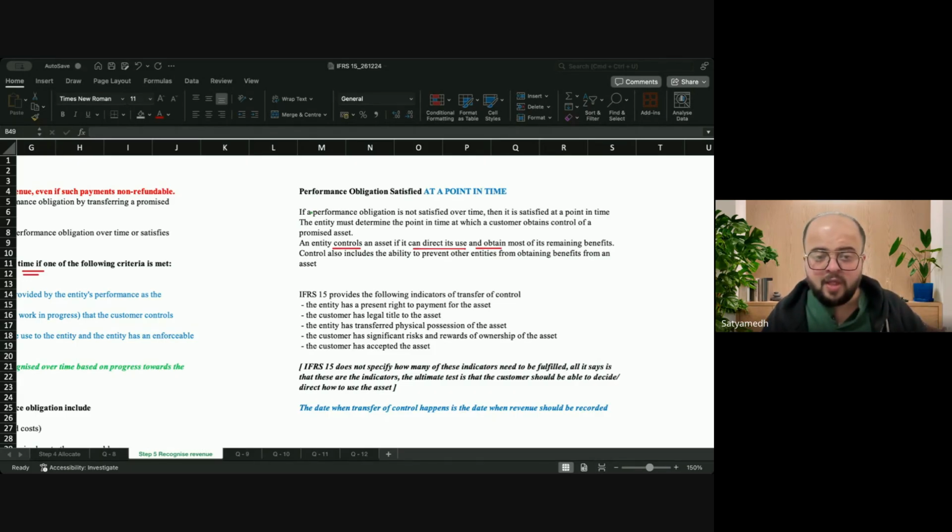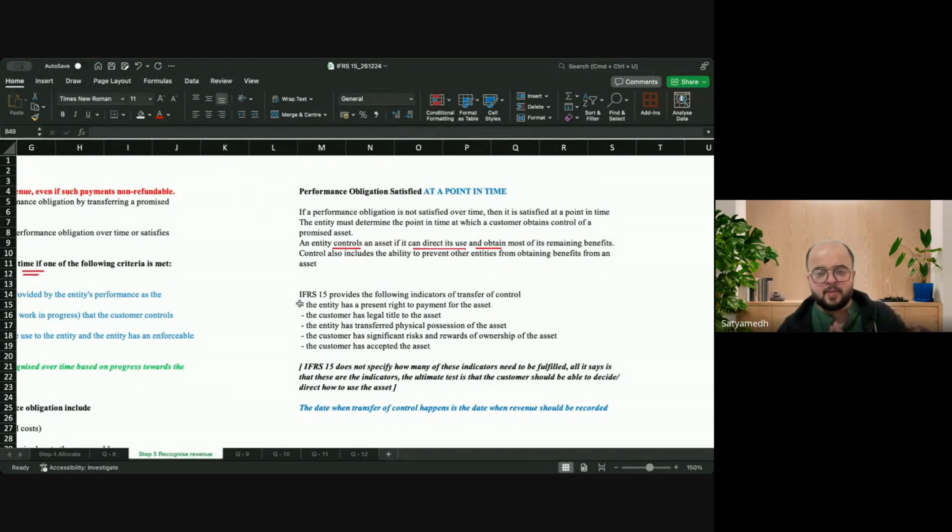One point that you need to keep in mind is, see, there are certain conditions written here: that the entity has a present right to payment, there is legal title, physical possession has been transferred.